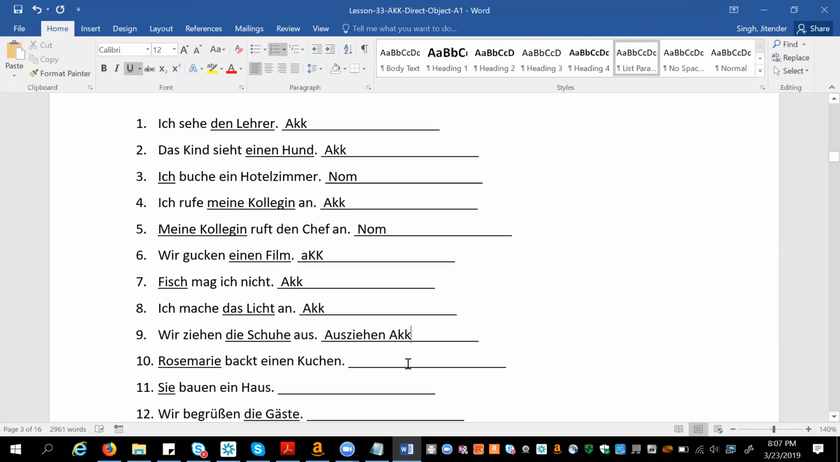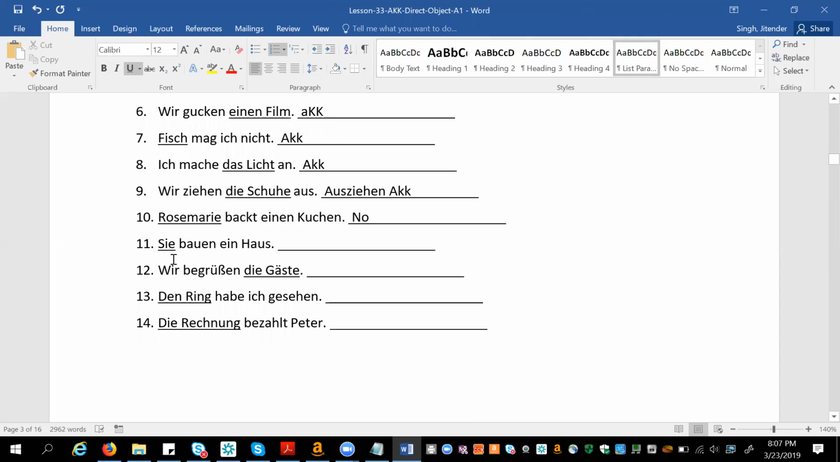Accusative. Rosenmarie backt einen Kuchen. Rosenmarie is the name of a girl. Yeah, perfect. Nominative. Yes. Next. Sie bauen ein Haus. Bauen is to build. You are building a house. So you, nominative.